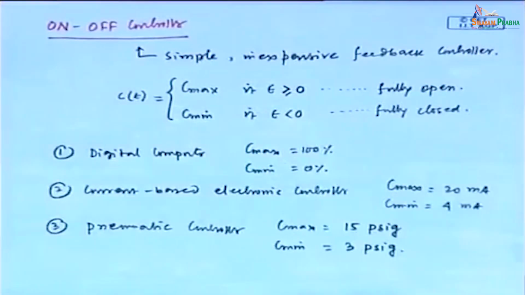What is the use of this on off controller? The on off controller is used in home heating systems. It is used in the domestic refrigerator. The on off controller is also used in laboratory furnaces.